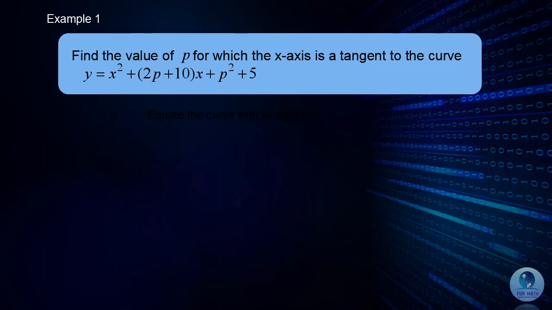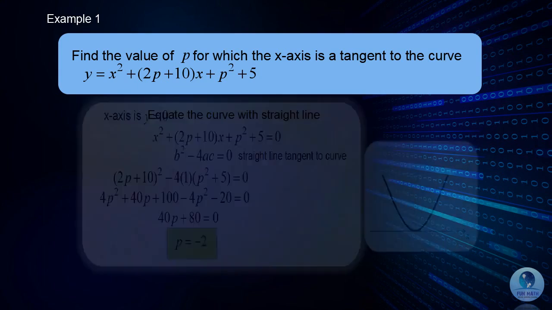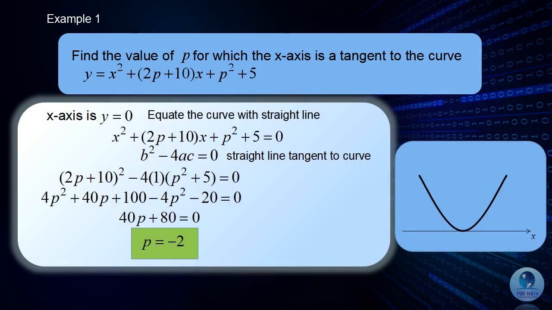Look at the first example. Find the value of p for which the x-axis is a tangent to the curve y equals to x squared plus in the bracket 2p plus 10x plus p squared plus 5. Since x-axis is y equals to 0, first you need to equate the curve with the straight line. X squared plus in the bracket 2p plus 10x plus p squared plus 5 equals to 0. Since the straight line is the tangent to the curve, therefore, b squared minus 4ac equals to 0. Substitute all the corresponding values and you get the answer p equals to -2.